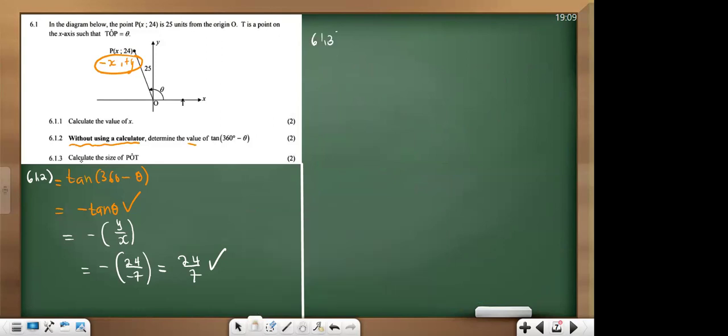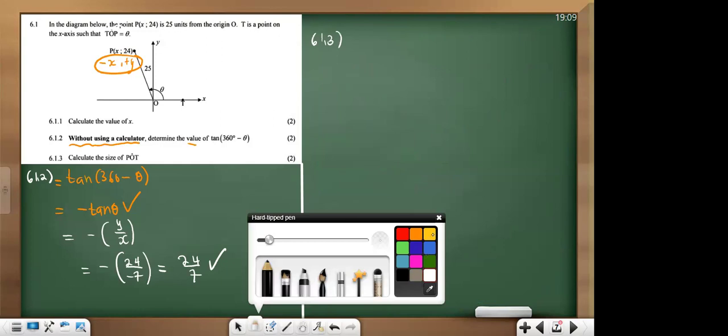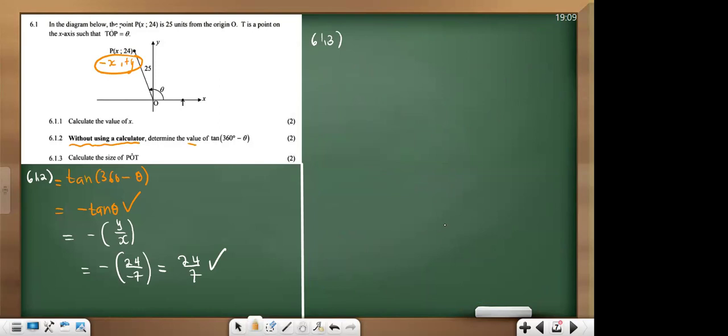6.1.3. Calculate the size of POT. They said this angle POT is equal to theta. So how do we do this? We can actually use any trig ratio because we know x, y, and r. I would prefer to use sine. We can even use cos. We're going to get the same answer. This is like a general solution.